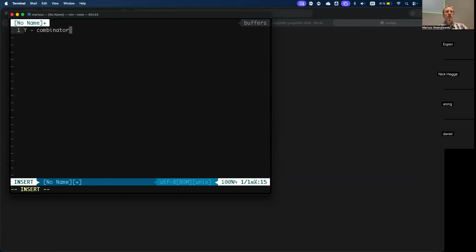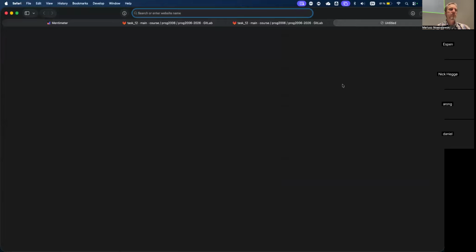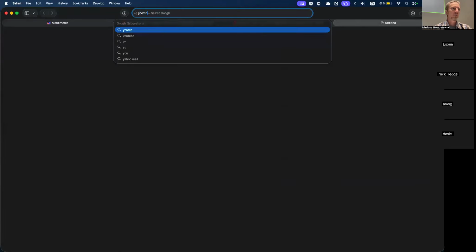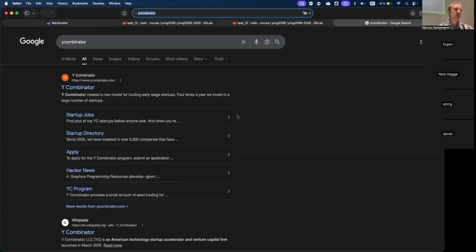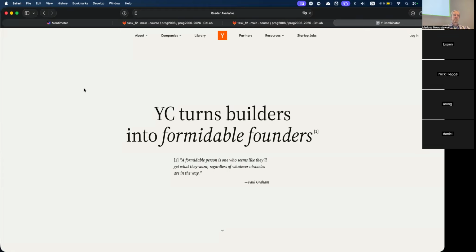And if you say Y Combinator, it's also a big venture capital company which funds software companies in Silicon Valley. It's funding startups and funding students and so on. So it is a very famous and very big, one of the biggest tech venture capital companies. And it's called Y Combinator.